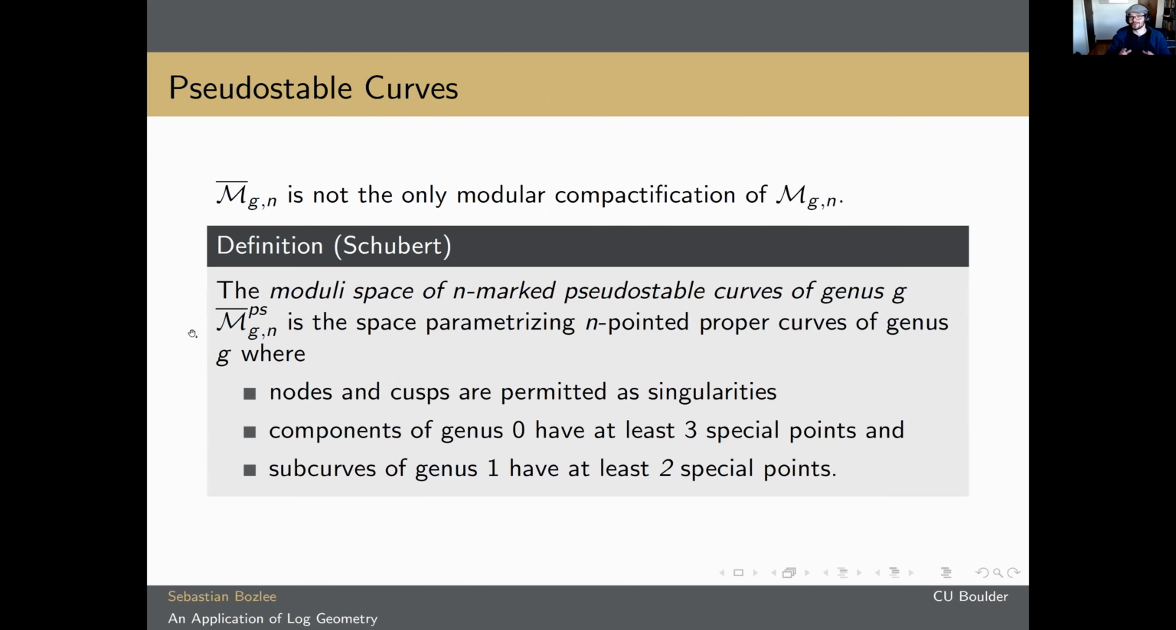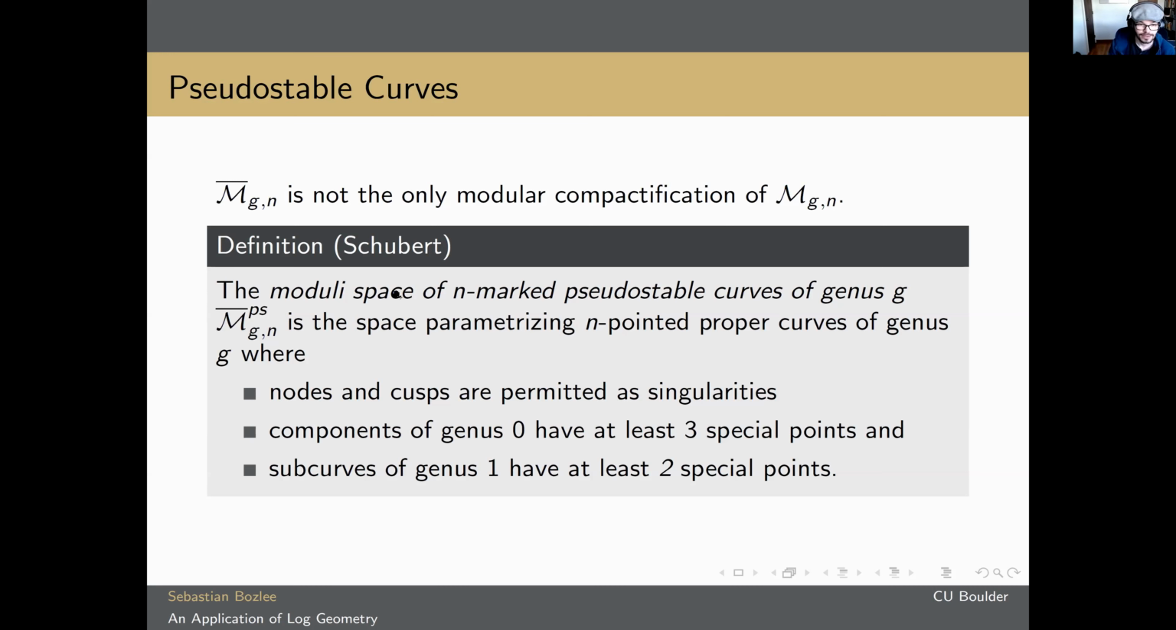However, that's not our only option. There are other ways to find modular compactifications of M_{g,n}. You can make choices for different kinds of singularities to allow, or different kinds of point counts to allow. And here's the first example of an alternative. This is found by Schubert, and it's known as the moduli space of pseudostable curves.